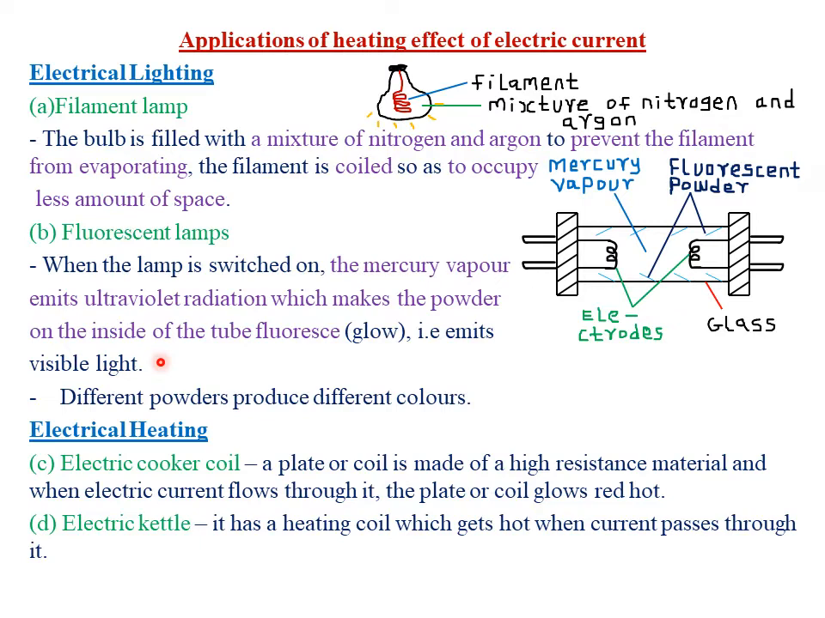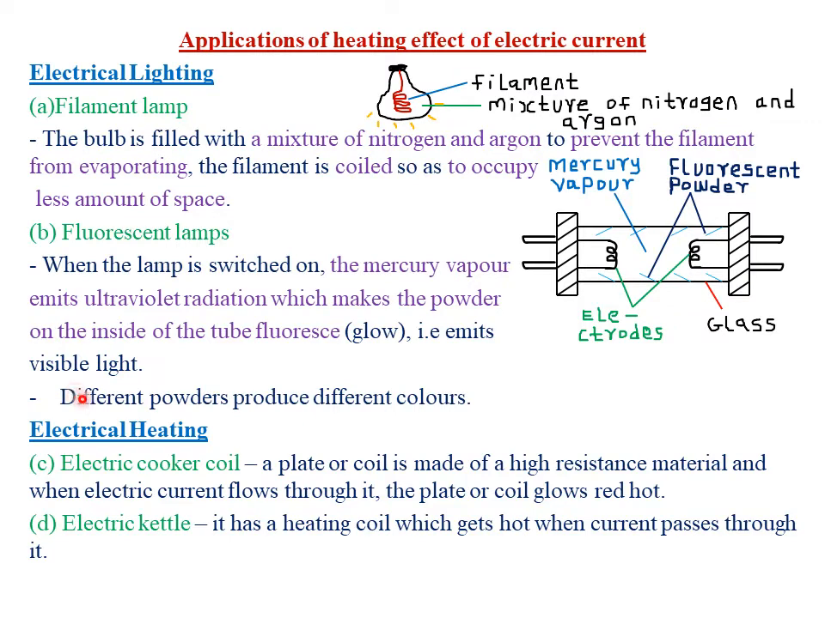So that is how a fluorescent lamp works: when the lamp is switched on, the mercury vapor emits ultraviolet radiation, which, when it meets the fluorescent powder on the inside of the tube, makes the powder glow, or fluoresce. To fluoresce is simply to glow, or to emit what we call visible light, which you usually use to observe objects.